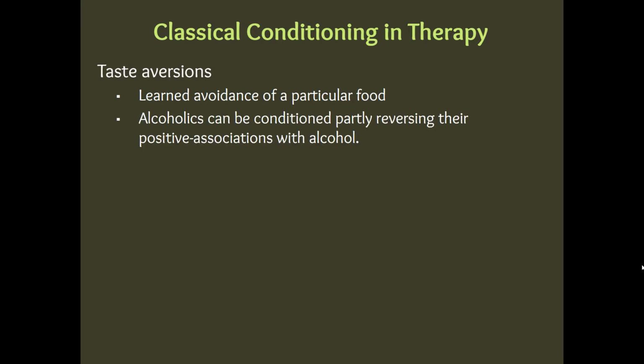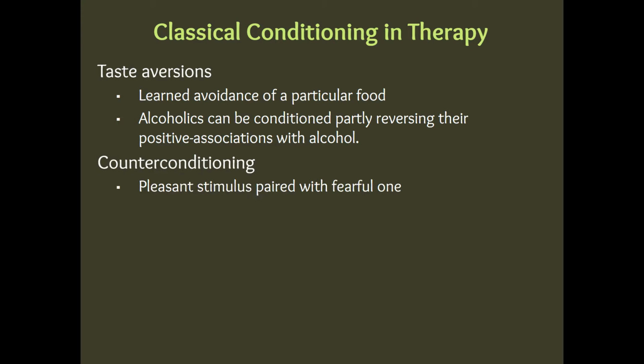You can also use classical conditioning to help alcoholics partially reverse their positive association with alcohol. You can get people to move away from their desires for alcohol. What else can we do? We can counter condition it. You can use pleasant stimuli paired with a fearful one. So if I'm afraid of spiders, we can show me spiders. Spiders are scary. I see a spider and then I get ice cream. And if we do this enough times, eventually I'll see a spider and I will associate that idea with ice cream. And so spiders will no longer frighten me. Instead, they will make me start to wonder whether I want Rocky Road or vanilla.